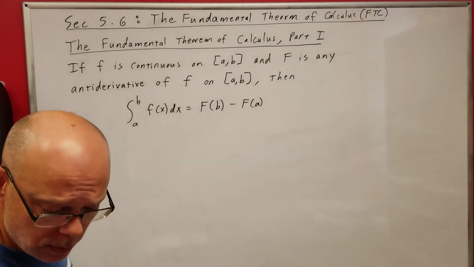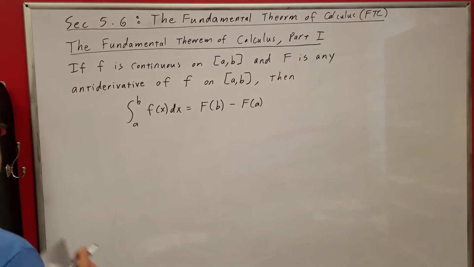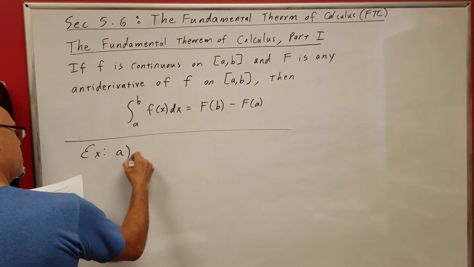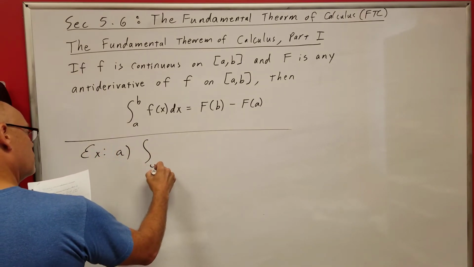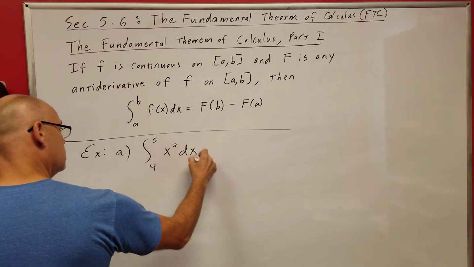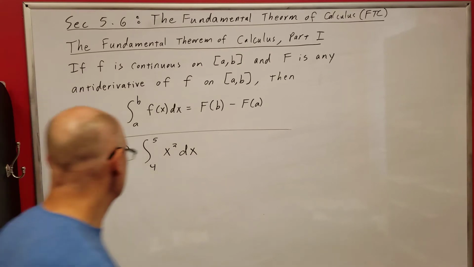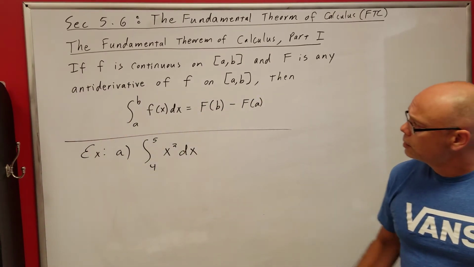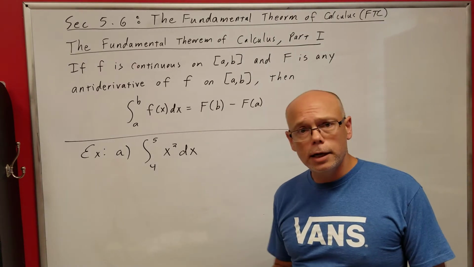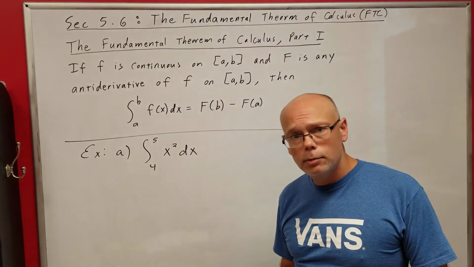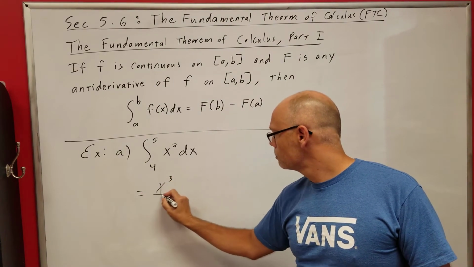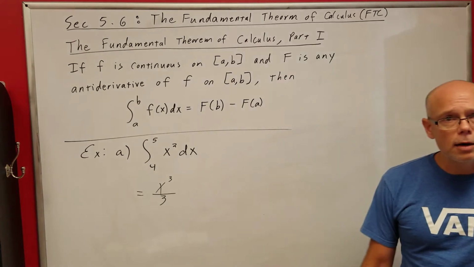All right, so let's do an example. Our first example says to evaluate, and part A, we have evaluate the integral from 4 to 5 of x squared. All right, so we're going to integrate this. So what does the fundamental theorem of calculus part 1 tell us to do? It tells us to find an antiderivative first of all. Antiderivative of x squared, what is that? That's x cubed over 3. So that's my uppercase F, all right?